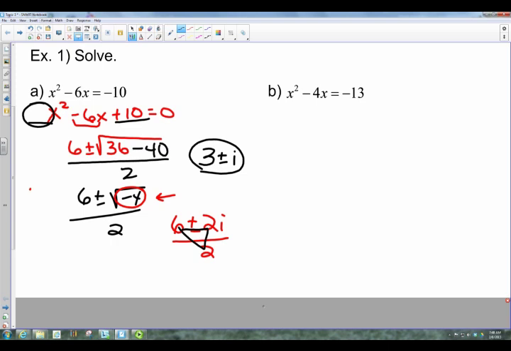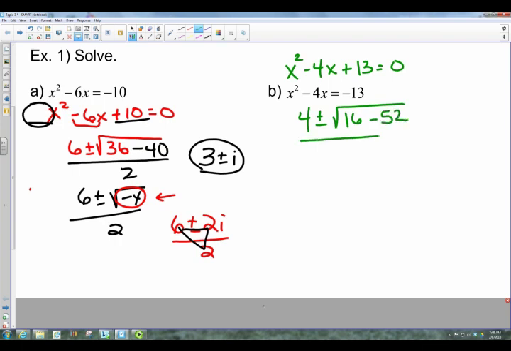Okay, for example B, same basic idea. We've got x squared minus 4x. Move your 13 to the other side. That becomes a plus 13 equals 0. Then you go through the formula. So negative b gives you 4 plus or minus. B squared is 16 minus 4 times a, which is 1, times c, which is 13. So 4 times 13 is 52. All of that is over 2 times a, which is 2.